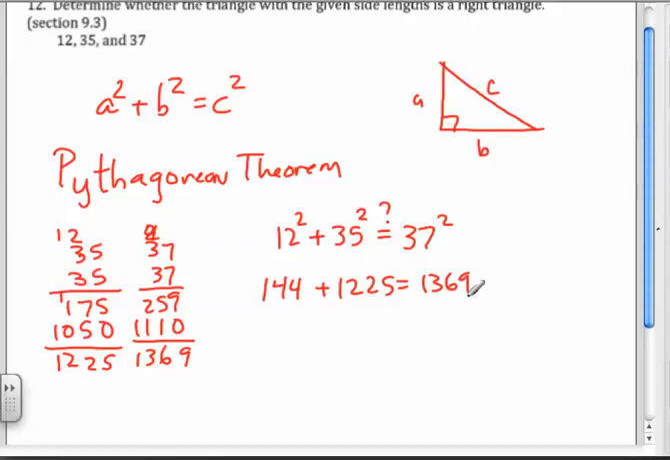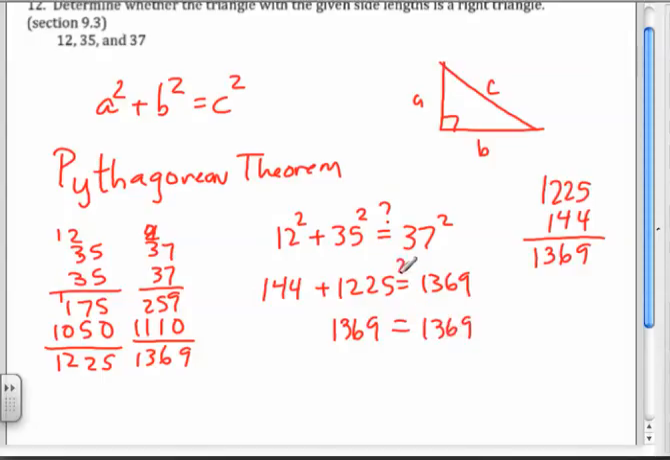1369. Now let's see. I'm going to add 1225 and 144. I'm going to get 1369. So 1369 does equal 1369. So what does that tell us? Okay, I did a lot of math there. I did a lot of computation there.